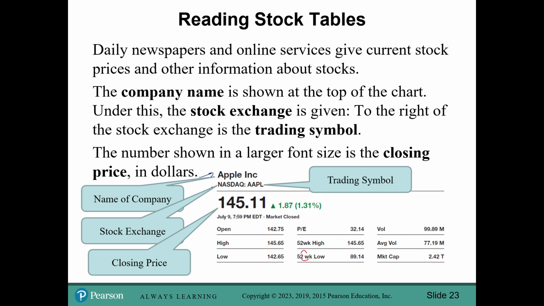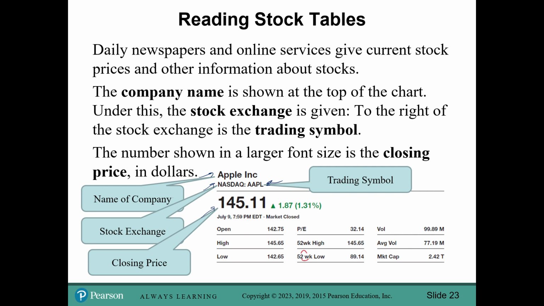Under this, the stock exchange is given. If we look at the stock exchange, this one says NASDAQ, then AAPL. The stock exchange is the NASDAQ, and the AAPL to the right of it is the trading symbol. The number shown in a larger font size is the closing price in dollars. So the closing price here was $145.11.